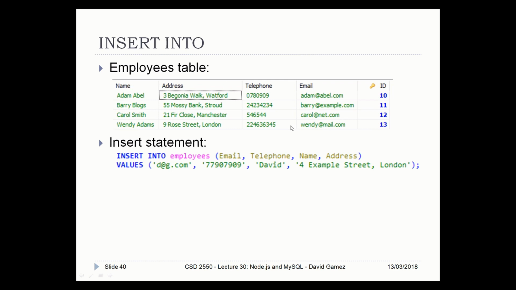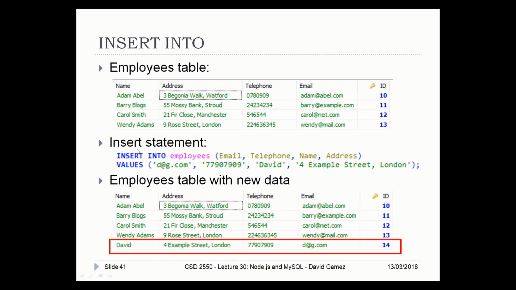If I didn't specify these, then d@g.com would go into name, this would go into address, this would go into telephone, this would go into email, and this would create problems because this is like an integer. I think it's all text actually, so it wouldn't make that much difference. But obviously the wrong data would be in the wrong column, so it'd be a bit of a mess. So it's safer to specify the columns unless you're really sure that this is in exactly the right order corresponding to the order of the columns. Once we've run this statement on the database, we can see that the employees table has the new data. Here's the row that we've just inserted with that statement.